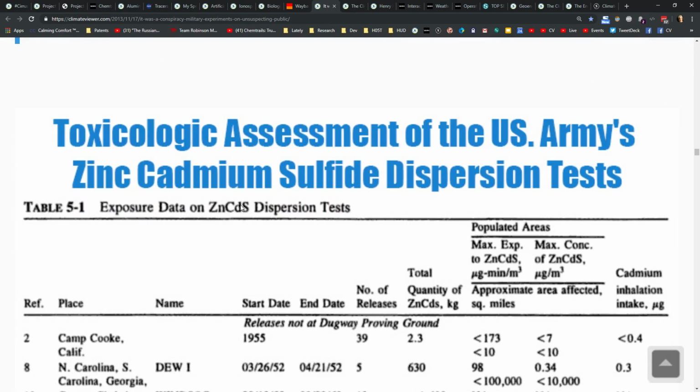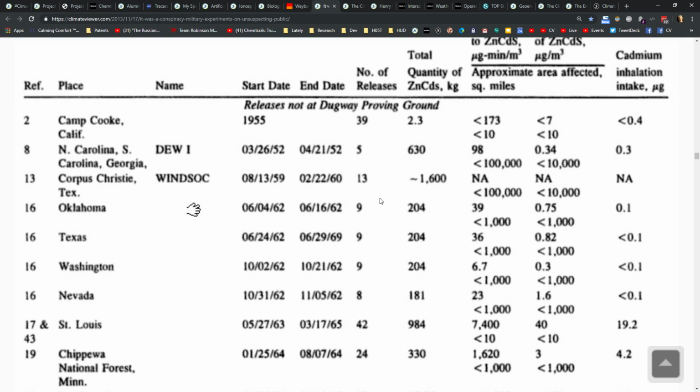Then I found this jewel, which puts it all together. This was the military's final report on the whole thing. Toxicological assessment of the U.S. Army's zinc cadmium sulfide dispersion tests, which shows all of them. And here you go, St. Louis, 1963 through 1965. Number of releases, 42. Total quantity in kilograms, 984. Approximate square miles, 7,400.